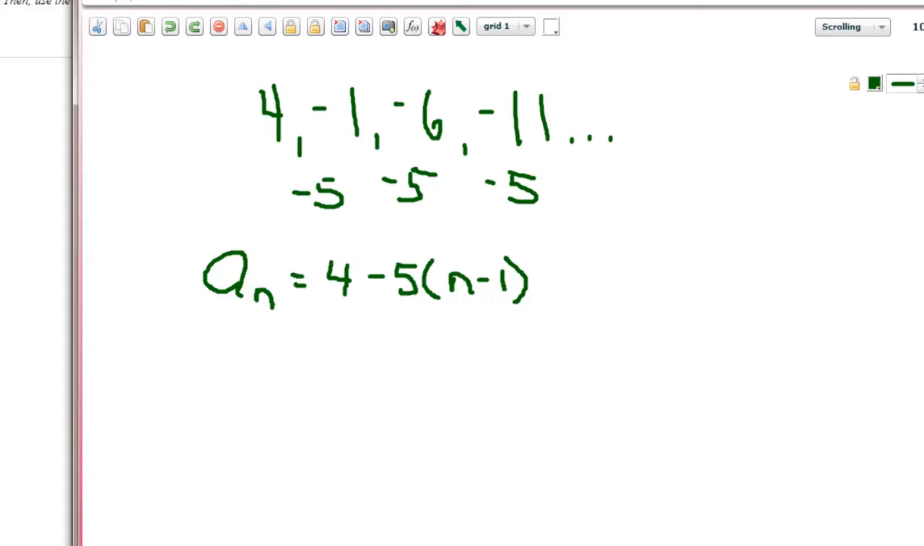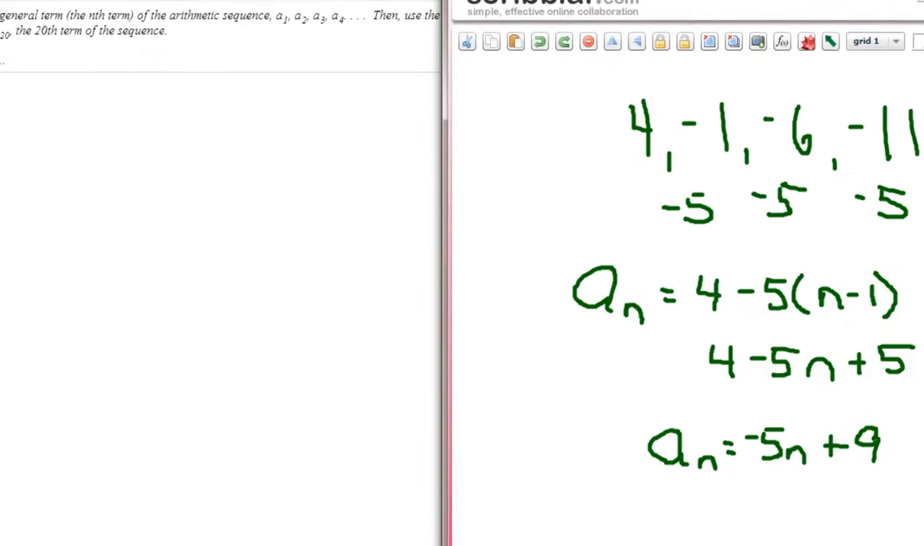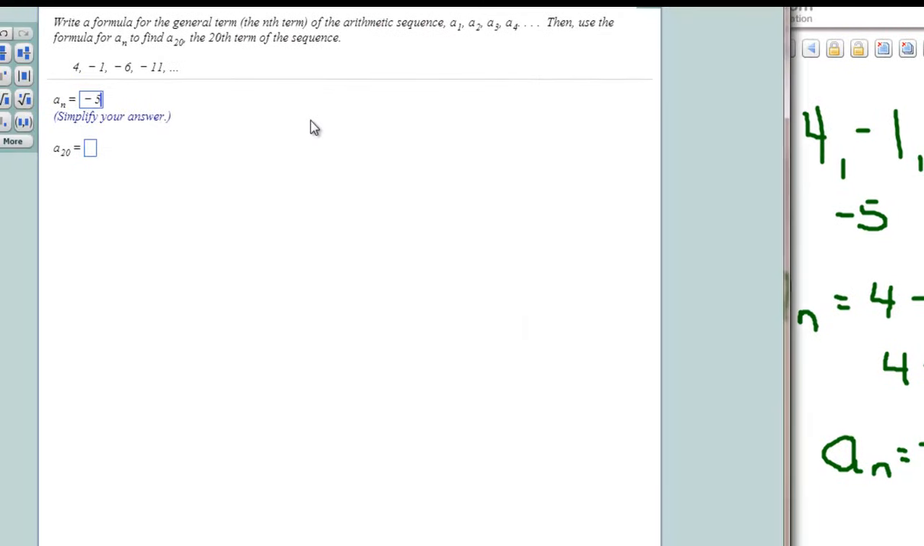But it says to do simplified form. So let's distribute that negative 5. We get negative 5n. Negative times a negative is a positive. And we combine the 4 with the 5, and so we get a sub n equals negative 5n plus 9.